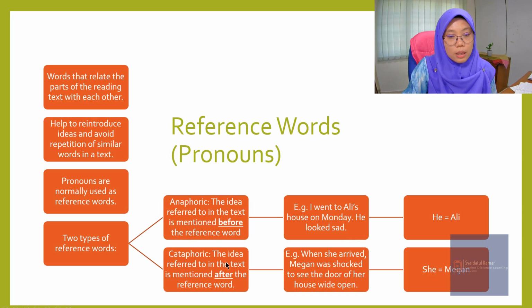Next is cataphoric. The idea referred to in the text is mentioned after the reference word. When she arrived, who is she? The idea is mentioned after the reference word. Megan was shocked to see the door of her house wide open. So in this question, she refers to Megan. Okay, so that is the meaning of reference words.